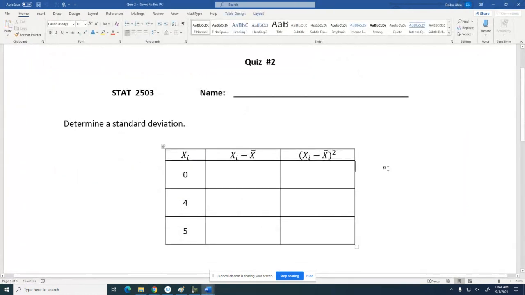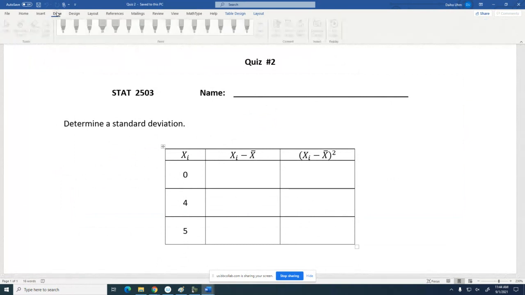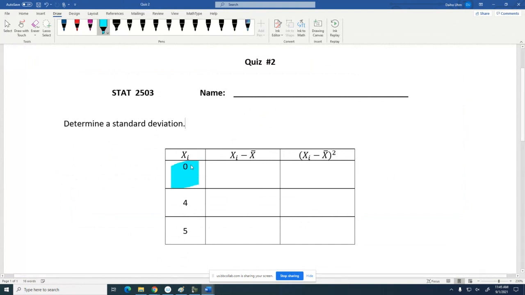Here is quiz number 2 today. We have 5 minutes. And now we have only 3 cases. Yeah, please prepare a clean paper. We have only 3 cases: 0, 4, 5. And please apply the 6 steps to get the standard deviation. Anyone who needs paper? Anybody? You can do quiz number 2 on the back of quiz number 1, right? But if you need extra paper, please ask me.